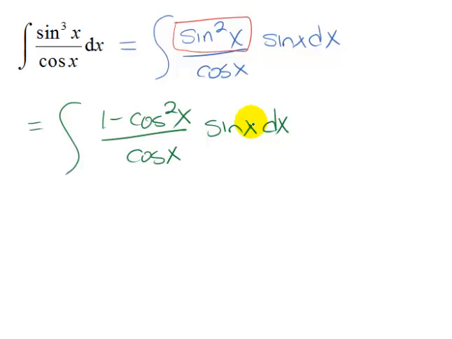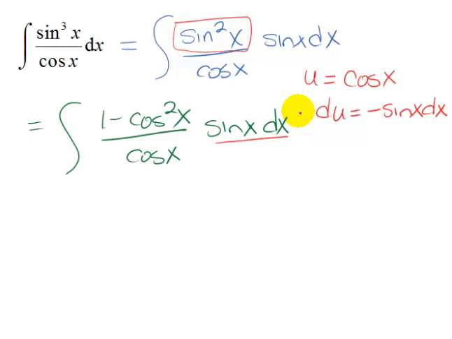Now what I would want to do, and why I am doing this, is I know that if I let u be cosine x, the derivative of that is negative sine x dx. I'm splitting this sine off, I have the sine x dx part. So let's try that and see what we get. So we have u equal cosine x, and then du would be negative sine x dx, and I have the sine x dx part, so I can put the negative here and replace sine x dx with negative du.